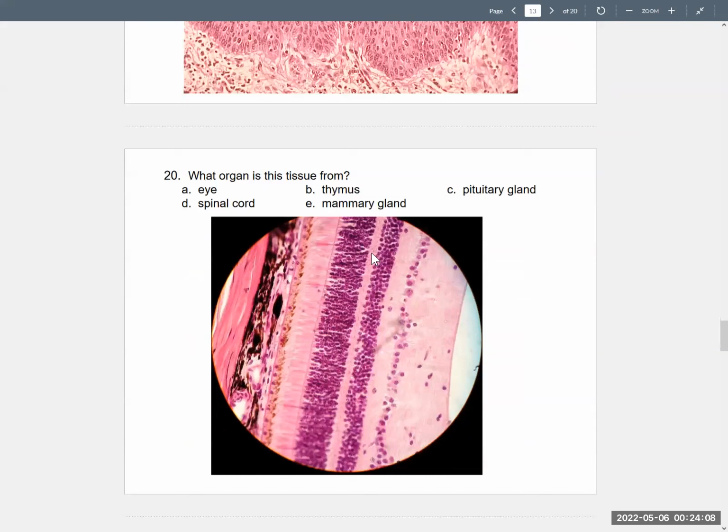This one, not going to be hard. What organ is this tissue from? Eye. From the eye. Here's the choroid coat. The sclera hasn't been given its fair share of room back here, but it's here. And here's the retina.